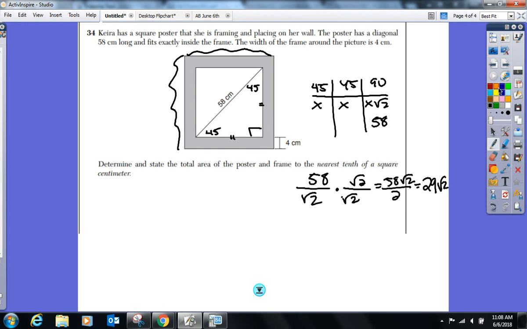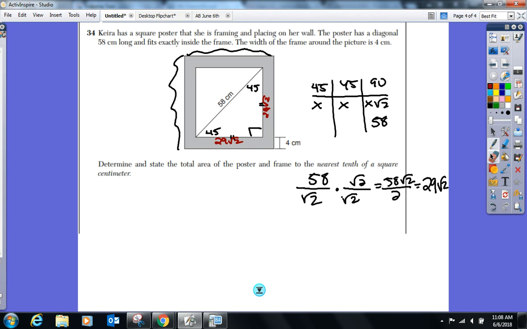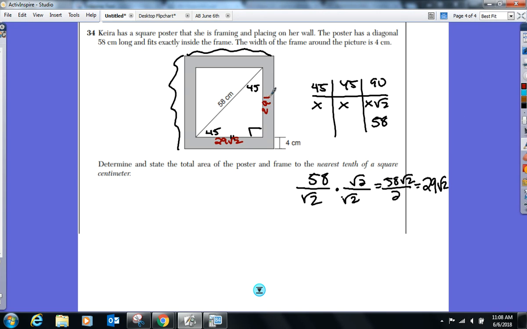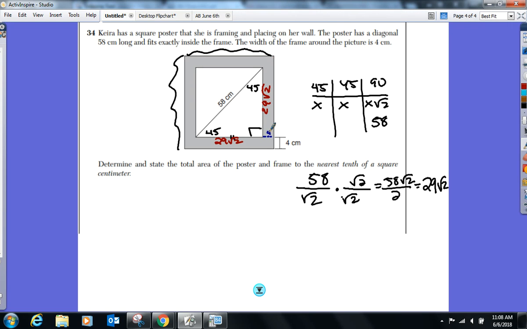All right, so we're still not even close to being out of the woods. 29 radical 2, and this one right here is going to be 29 radical 2. That's embarrassing. This is Regents time. There we go. 29 radical 2 going this way. But I need to find that full side. What else do they give me? The width is 4. So you are going 4 this way and 4 this way.